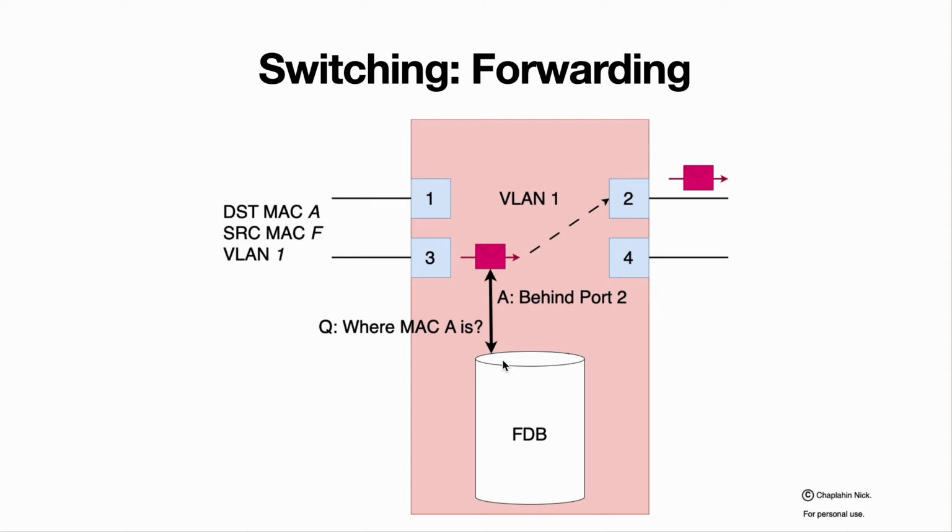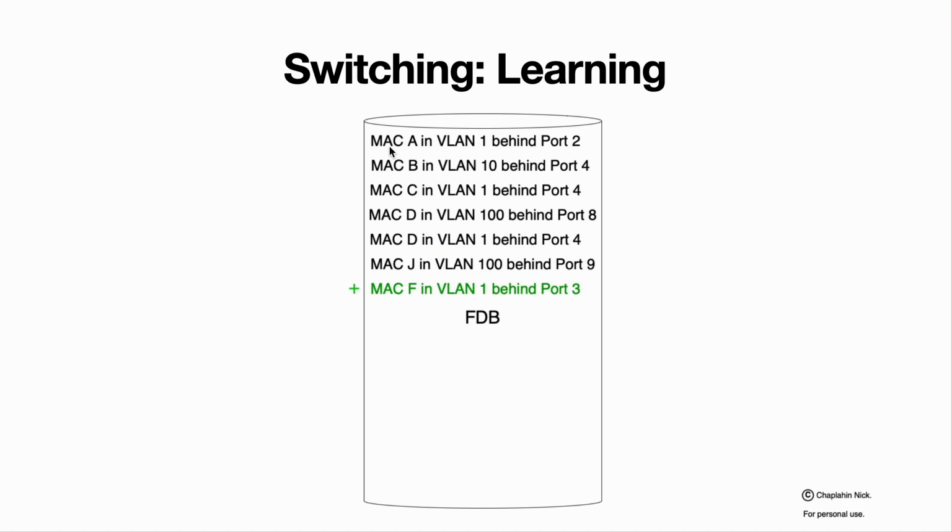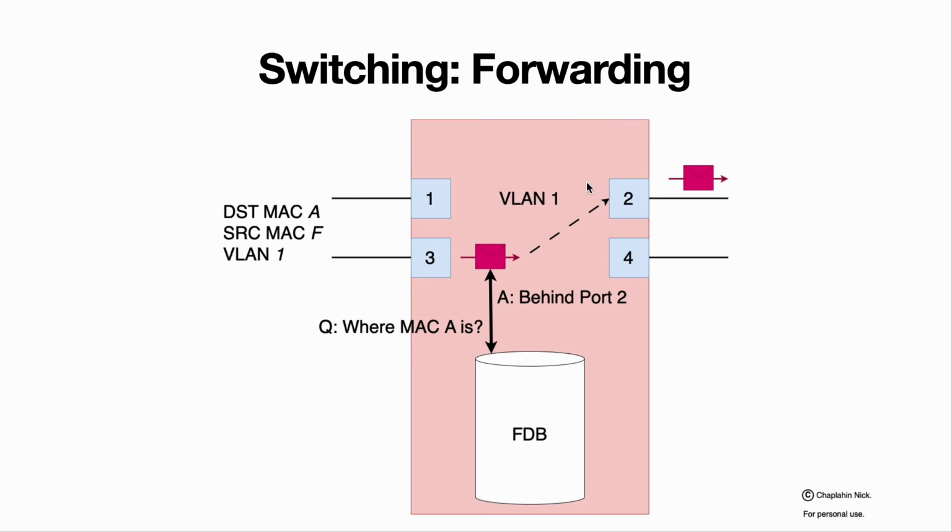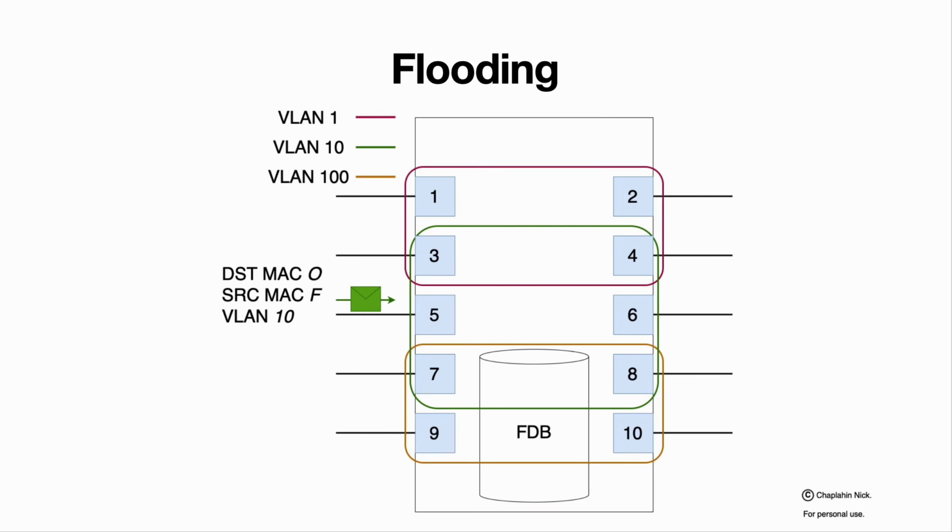Then we ask the forwarding database, do we know where to send a packet with destination MAC A in VLAN 1? In our case, yes, we have an entry for MAC A in VLAN 1, and it says that this device is behind port 2. So we transmit the packet and send it from port 2 in VLAN 1. This is forwarding. That's simple.